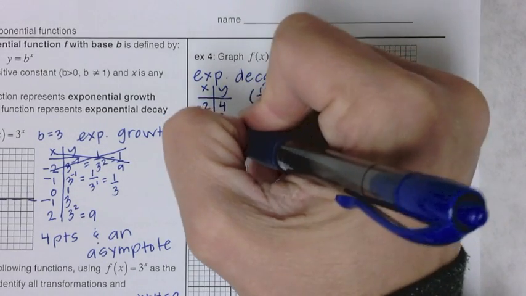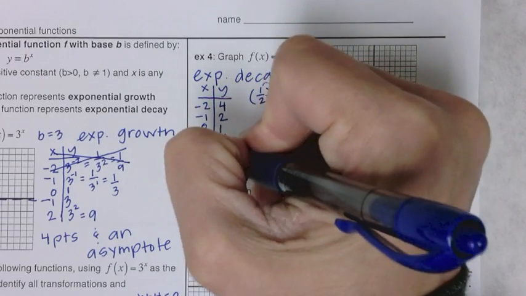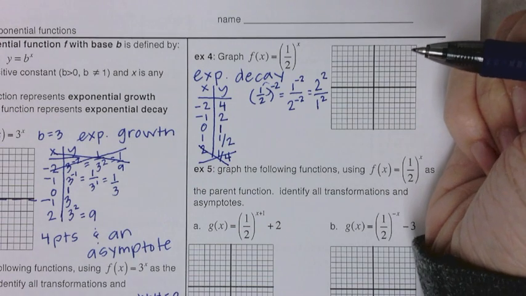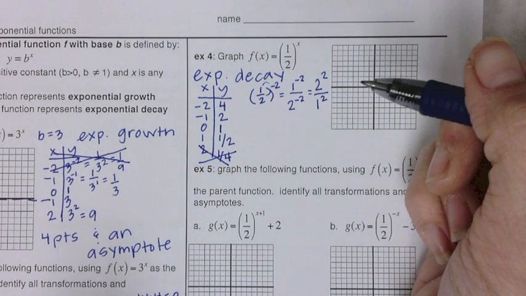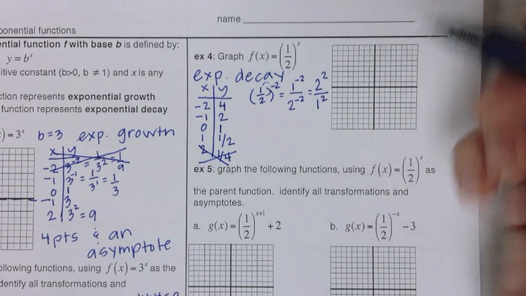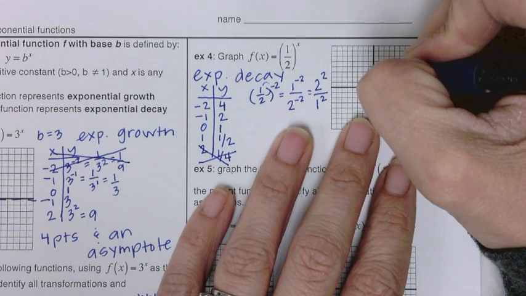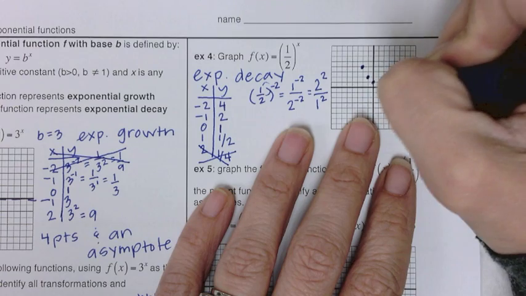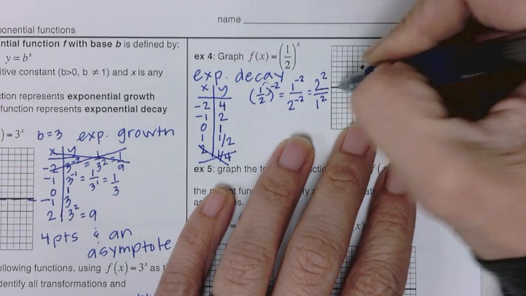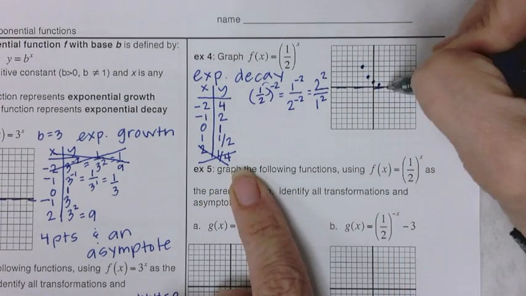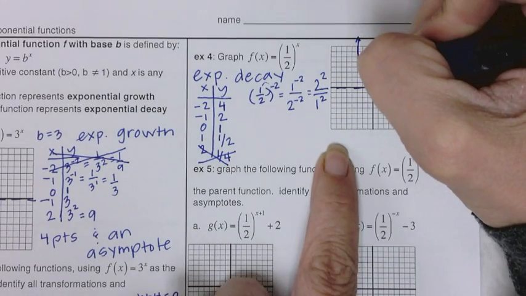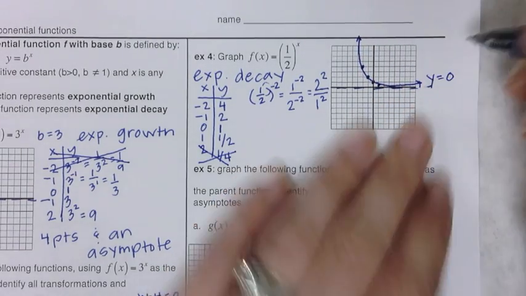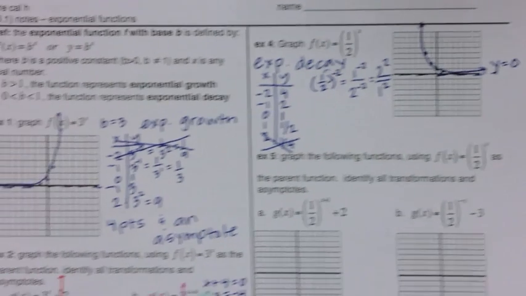This is 2, this is 1, this is 1/2, and this is 1/4. Again, the smallest value we're not going to plug in just because we want to do 4 points and an asymptote. And we're just going to plug these in. So -2, 4, -1, 2, 0, 1, 1, 1/2. And you can see the next one would be 1/4, then 1/8. Then 1/16, so this is y equals 0, and you can just try and get both of these in here.